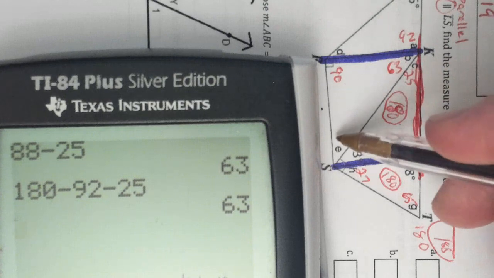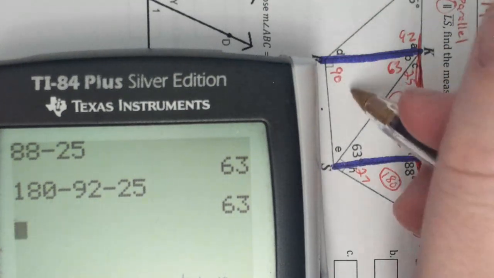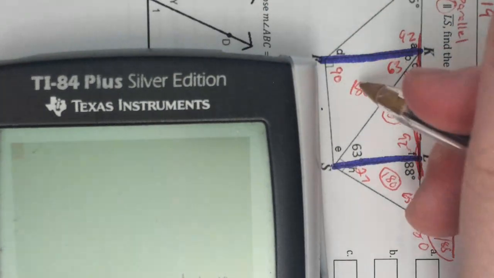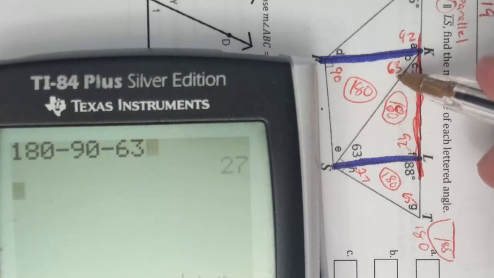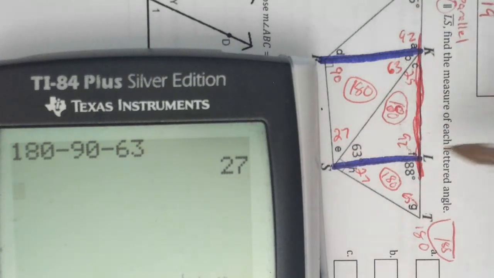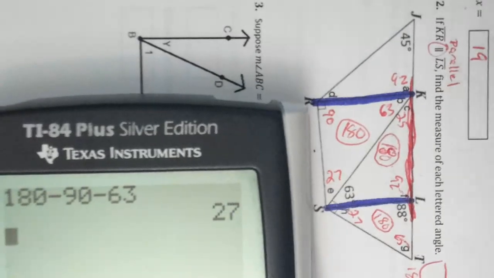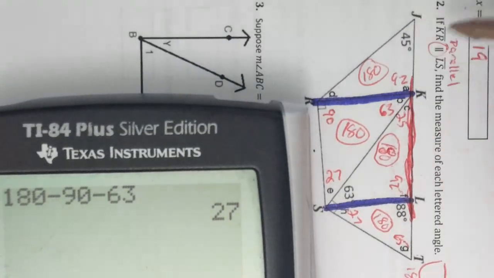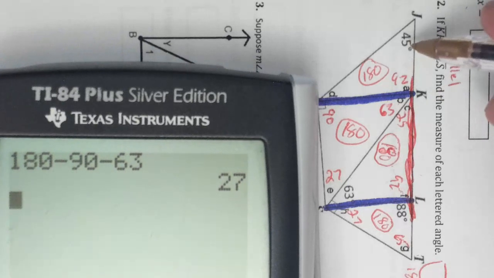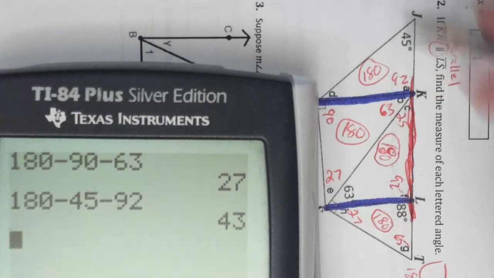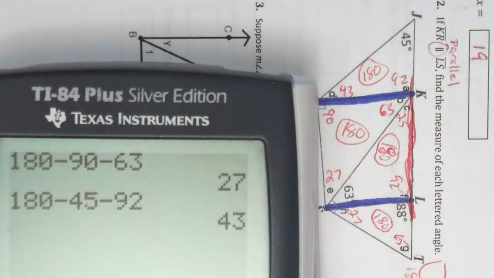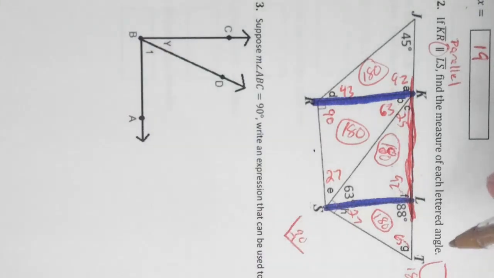Now that I have that out of the way, I can find E. All together, that makes 180 degrees. So if that makes 180, I know that 180, if I subtract the 90 and I subtract the 63, this angle right here is 27. And up here as well, this makes 180 degrees. So right here, 180, if you subtract the 45 and you subtract the 92, we'd be left with 43. Fabulous. All right, so we have all these wonderful angles. Now we just have to put it into our answer.